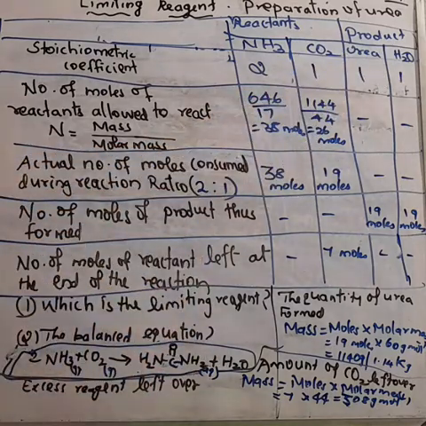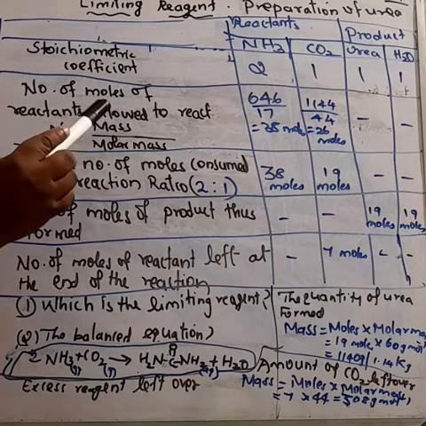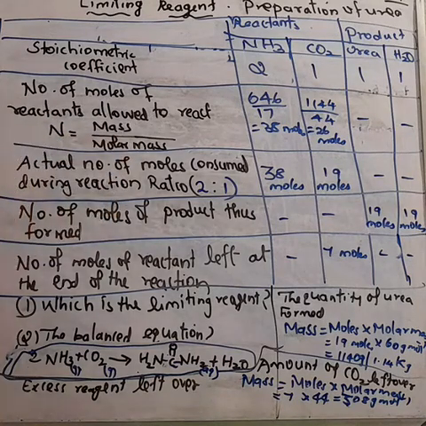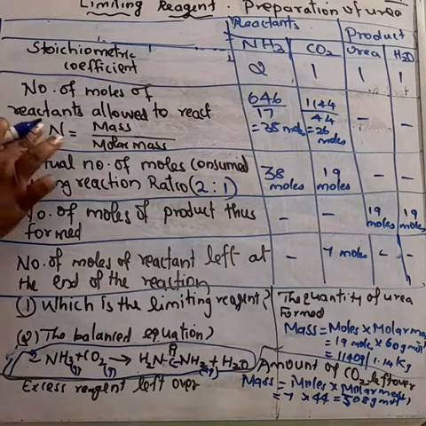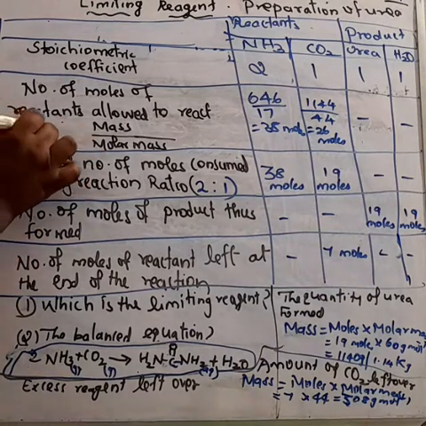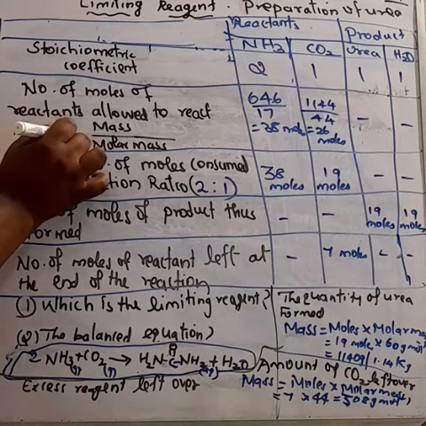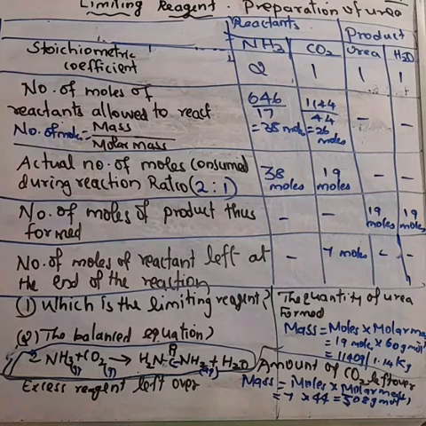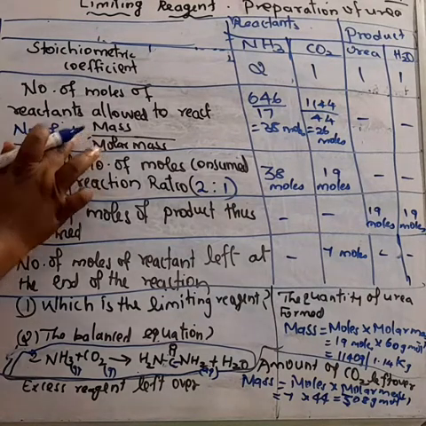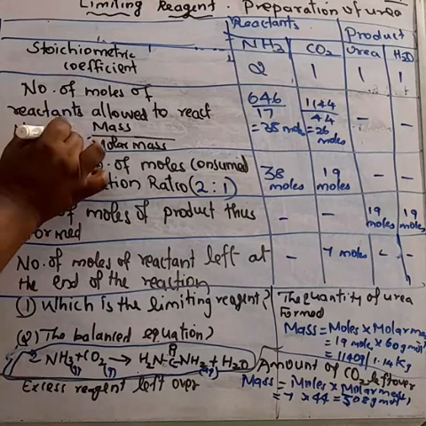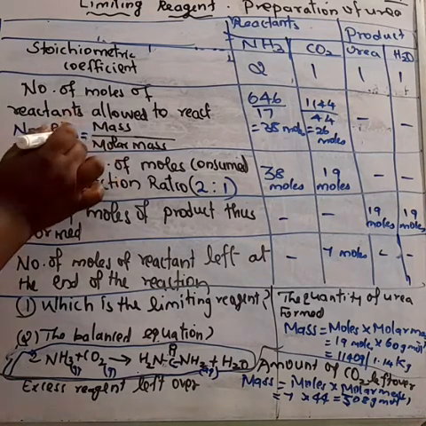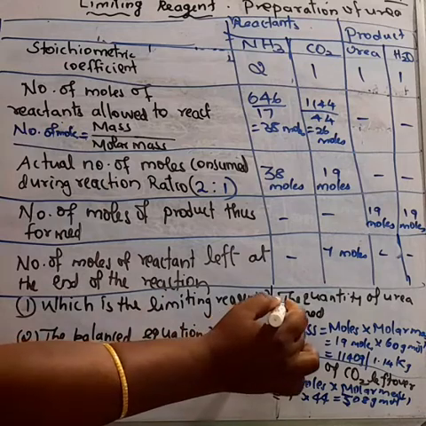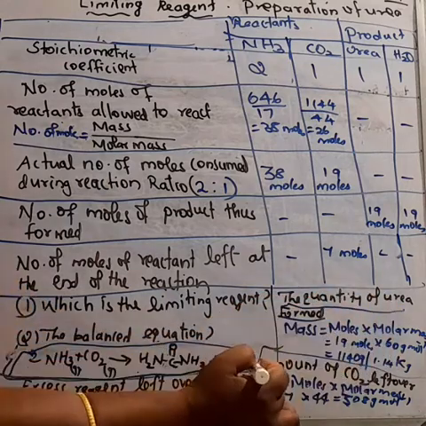Understood? So next point, the number of moles of reactants allowed to react. Then we have to calculate the number of moles, because the question asks for quantity. Calculate the quantity of urea formed and the excess reagent left over at the end of the reaction. So the amount of carbon dioxide left over. We have to calculate the quantity of urea formed and the amount of carbon dioxide left.